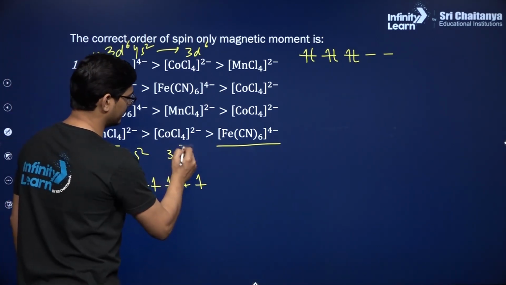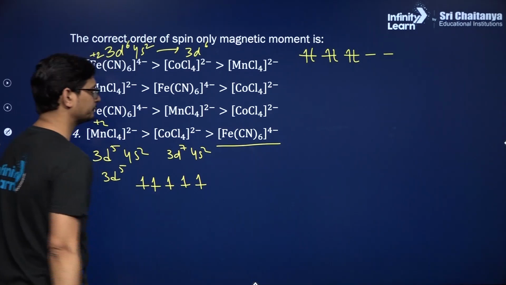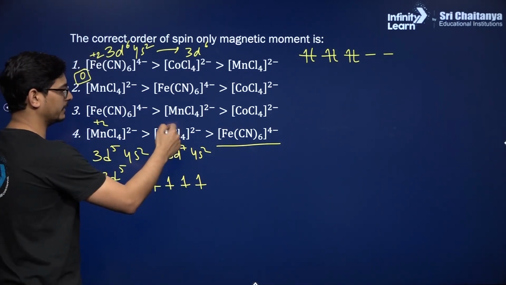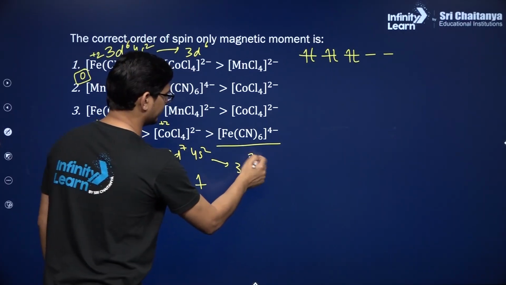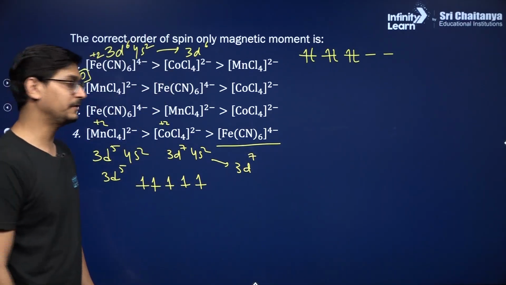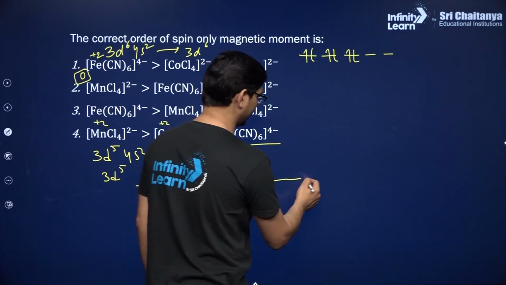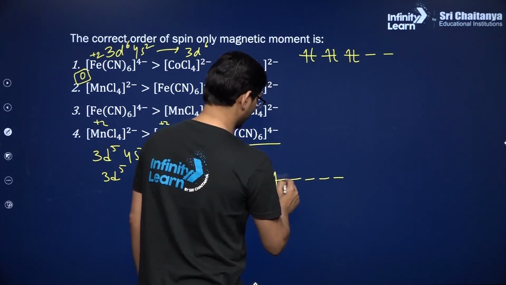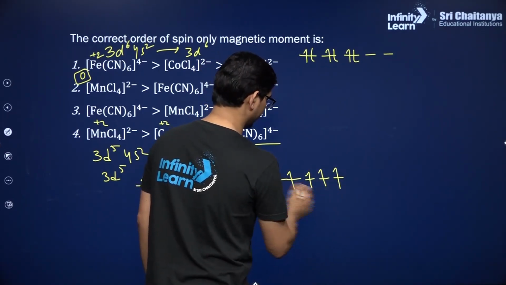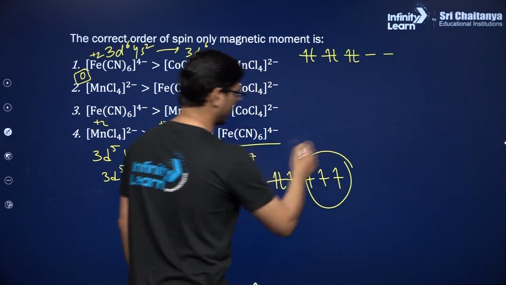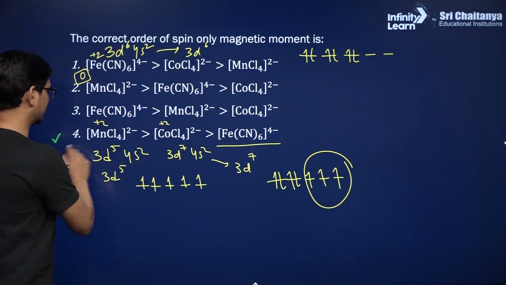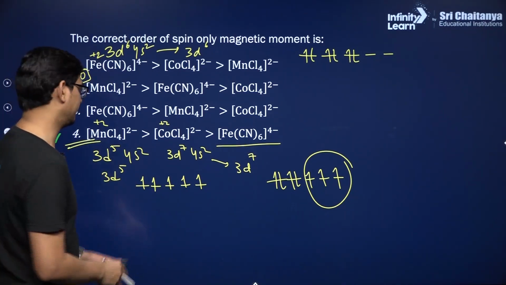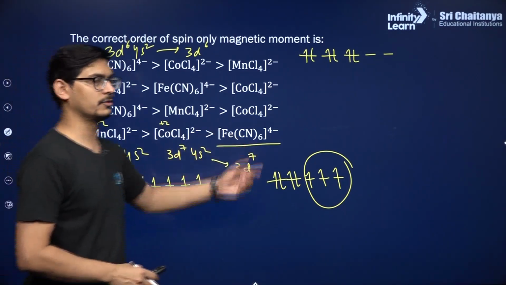Cobalt is 3d7 4s2, right? And here the oxidation number is +2 again, which gives 3d7. Chloride is a weak field ligand, it cannot cause pairing of electrons, right? So 1 2 3 4 5 6 7, so it has the magnetic moment corresponding to 3 unpaired electrons. So yes, the fourth option is correct, right? 5 unpaired electrons, 3 unpaired electrons, 0 unpaired electrons.